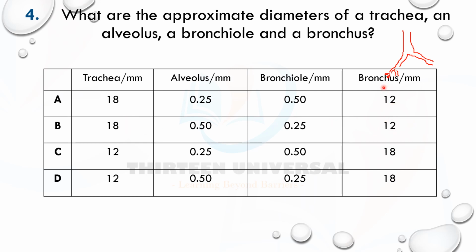Okay, 12. Yes, after 18 we have 12. So let's go after bronchus. The next bigger one is bronchial. Okay, so 0.5 is bigger than 0.25. So alveolus should have the least size. So A goes with it.